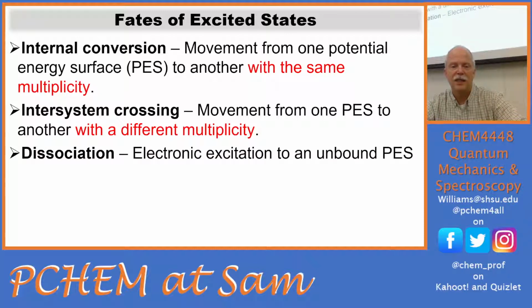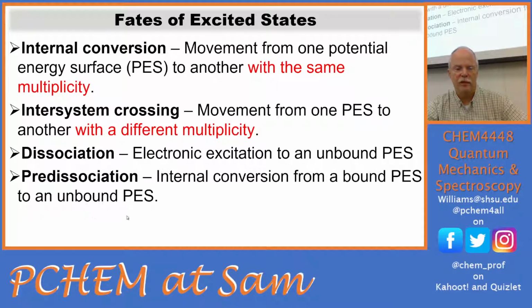Then we have dissociation. What I just showed you earlier, where the light went up and it hit that red curve way above its bound state and then the molecule just falls apart, that's dissociation. So electronic excitation to an unbound potential energy surface, or giving it enough energy to exit its potential energy surface. It's kind of a contraction. It's dissociation, but we just say dissociation. We just drop the A.